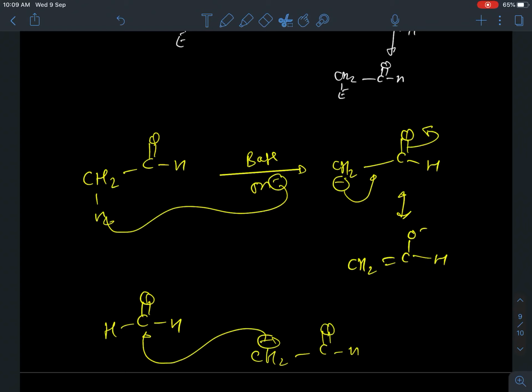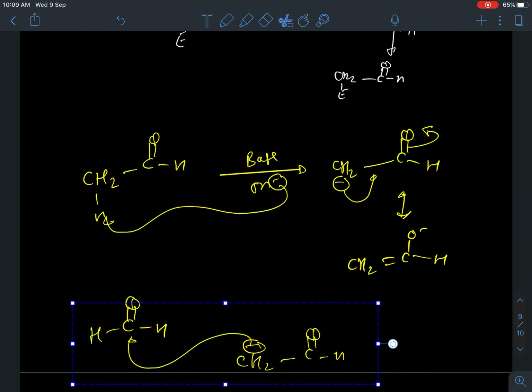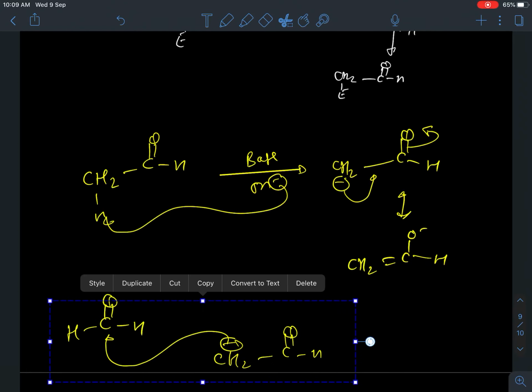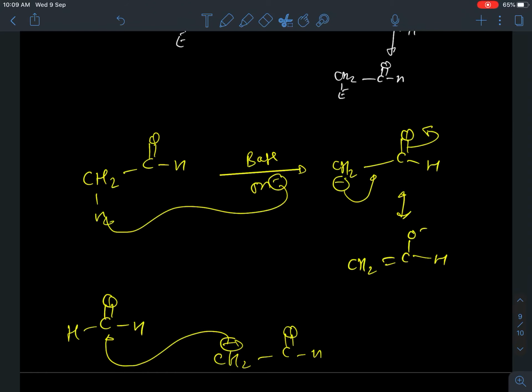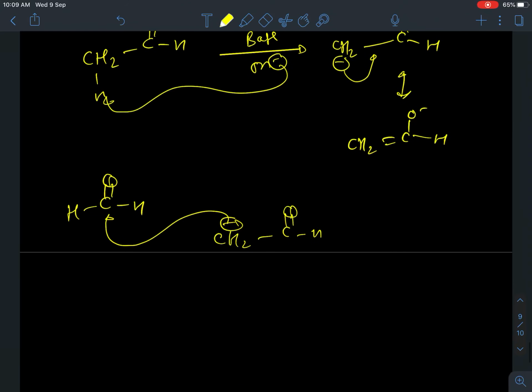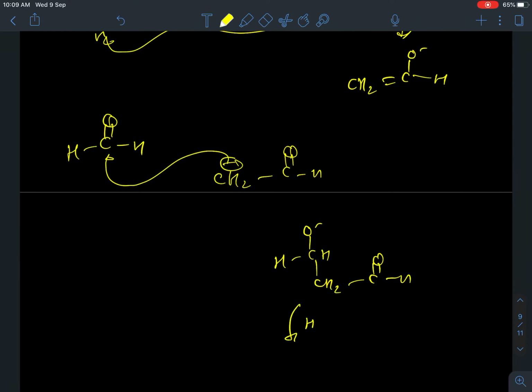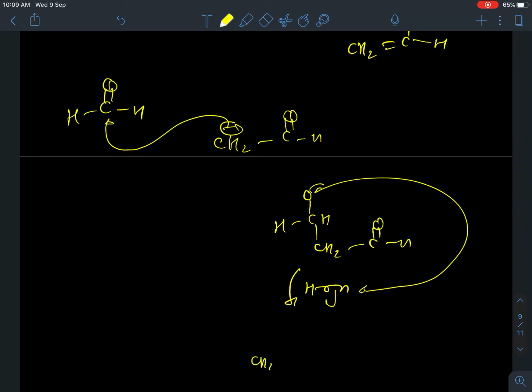And thereafter, after the product formation, suppose it is attacking here, then we will get HCO minus and CH2 C double bond. From water it will be protonated and we will get this structure, OH and CH double bond O.